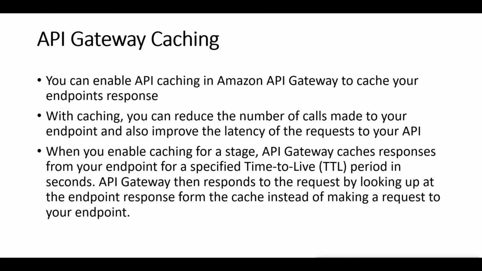API gateway then responds to the request by looking up the endpoint response from the cache instead of making a request to your endpoint. Let's say one user goes through your API gateway to the Lambda function and fetches something, and then a second user tries to fetch the same information. API gateway does not hit your Lambda, since it has been cached. It provides the information from the cache instead of making a request to the endpoint. In my example, it is Lambda.